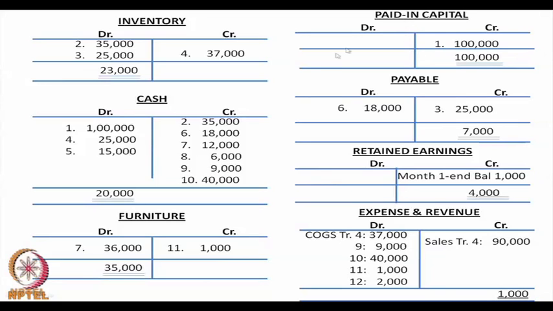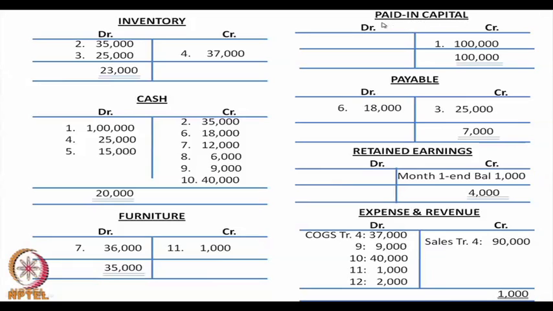Therefore, two accounts have to be created. One is his own paid in capital and the other is the cash. Cash is an asset for the company, whereas paid in capital is the owner's equity. It is something like a liability, but a liability to the owner. So, it is owner's equity.